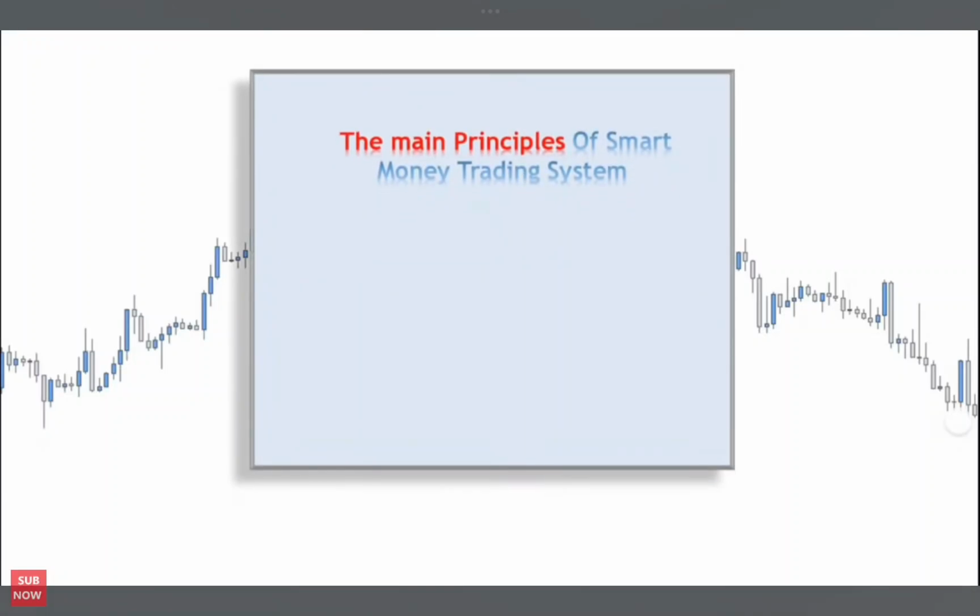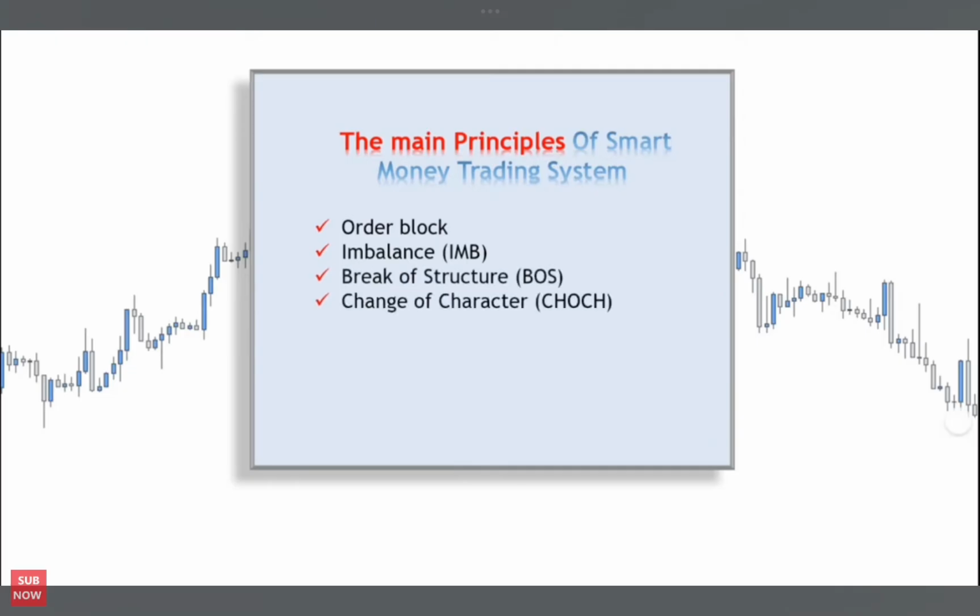So what are the main principles of the smart money trading system that every forex trader needs to know, their definitions, and how to spot them in the market? These principles are: order block, imbalance, break of structure, change of character, inefficiency, and liquidity.